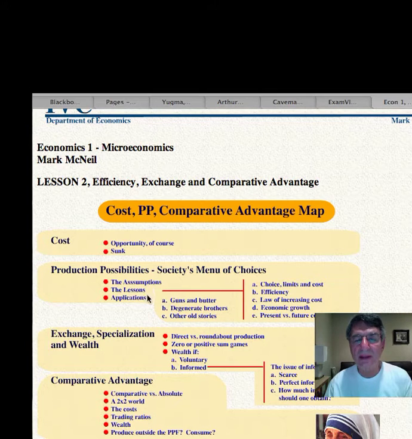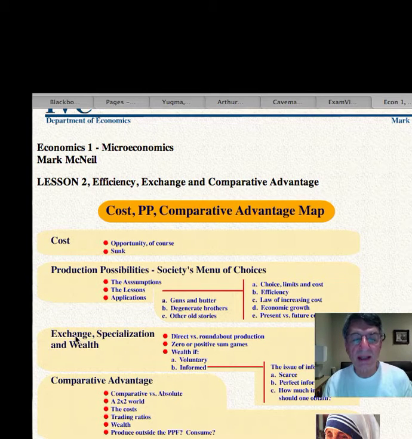The real lessons and applications are the sort of choices you have to make about limits, costs, efficiency, law of increasing cost, economic growth, and present versus future consumption. Then we can use it to talk about guns and butter and so forth and apply it. The third big one is comparative advantage, and this is the principle on which trade takes place in the world.